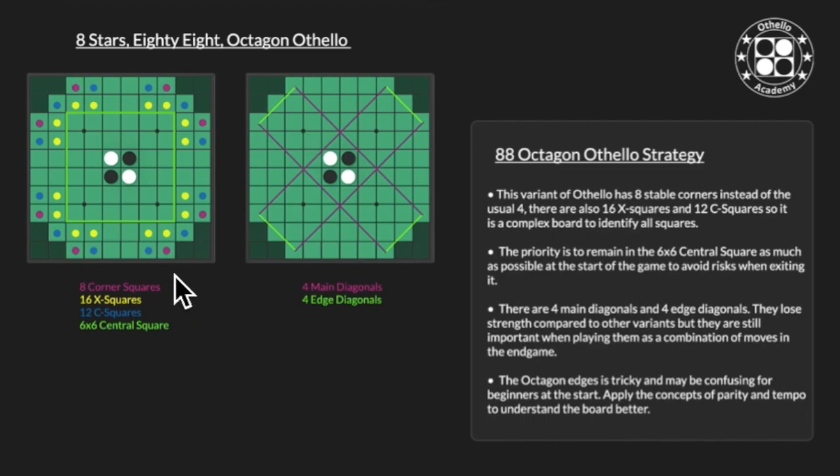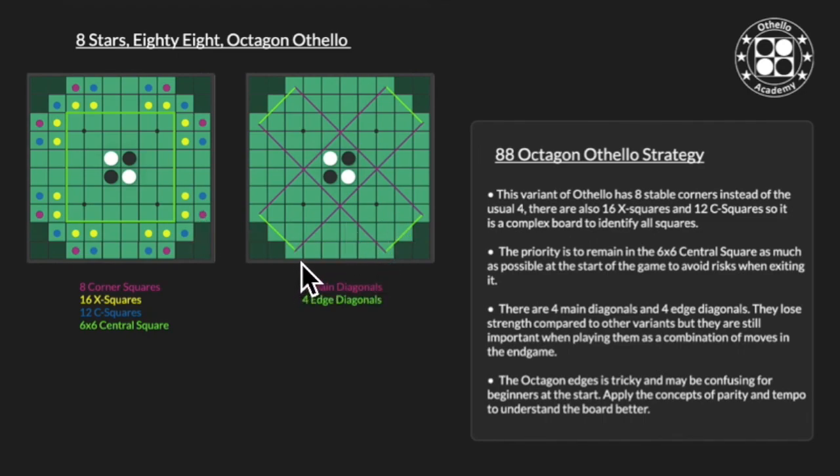So you need to take note of a few things. There are also the X squares, which are demarcated in yellow. And you also have this 6 by 6 central square. In the traditional Othello board, which is 8 by 8, we always focus on the 4 by 4 in the middle. But in this case, since the board is expanded, we focus on the 6 by 6. So I would say that the priority is to remain in this 6 by 6 as much as possible.